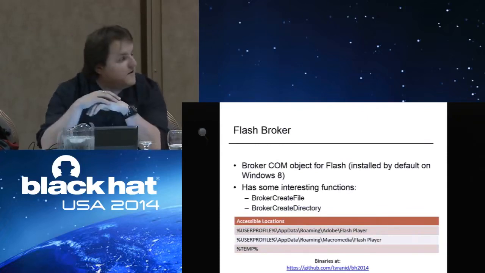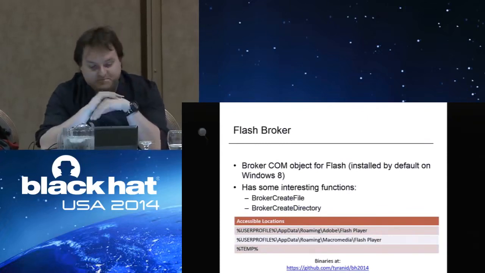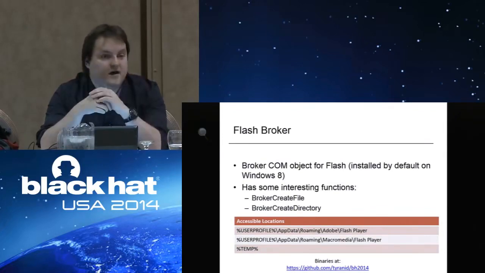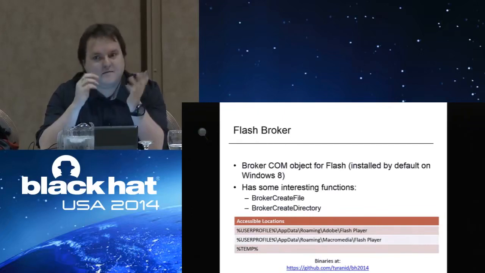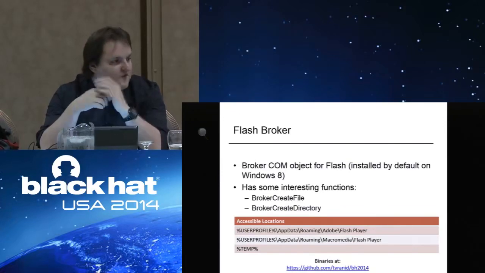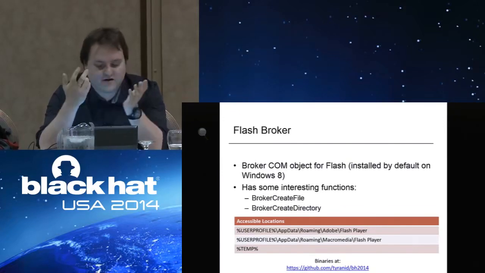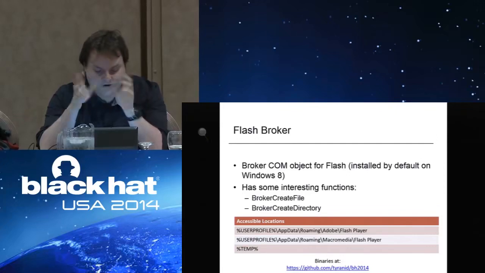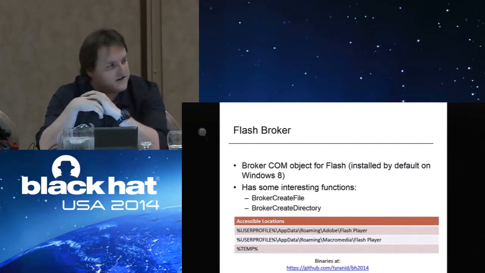So this is where one of my Flash Broker bugs came in. Flash Broker actually implements a file API because it wants to write things like your shared objects files into the protected parts of the file system. So it has functions like broker create file and broker create directory. But obviously, if it just wrote to anywhere, there's a clear security issue there. So it has to do something different.